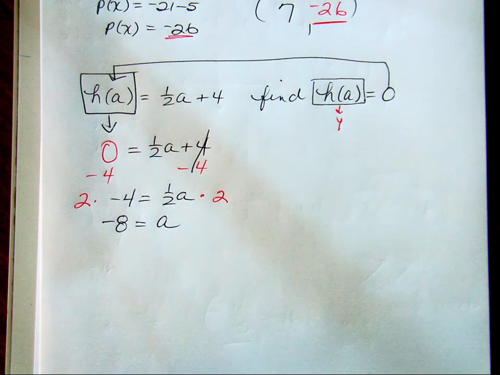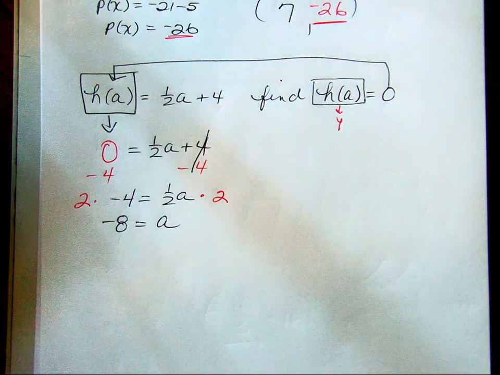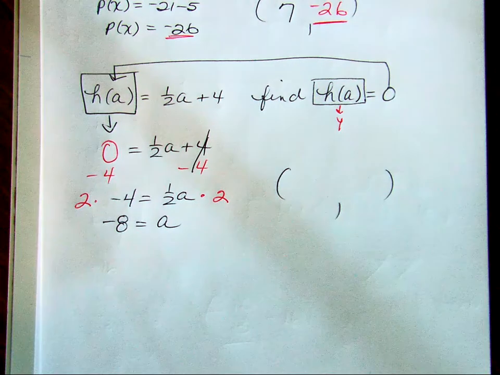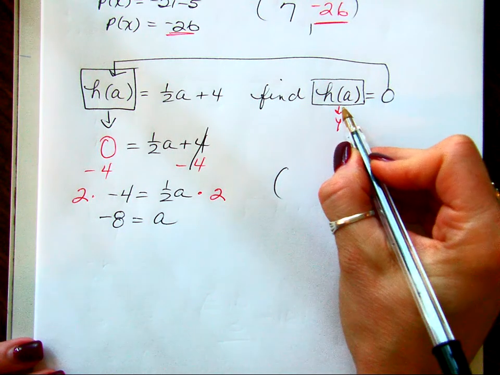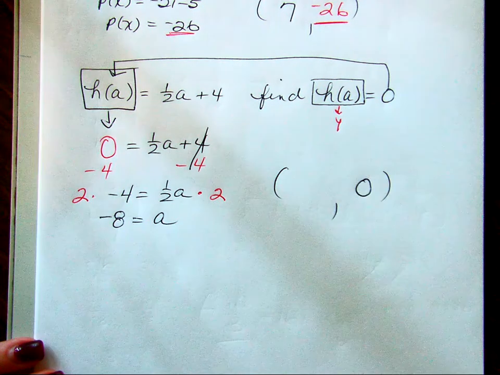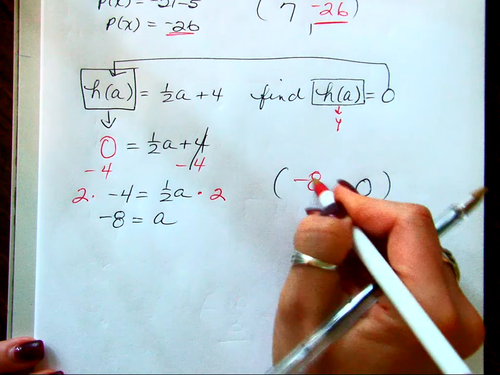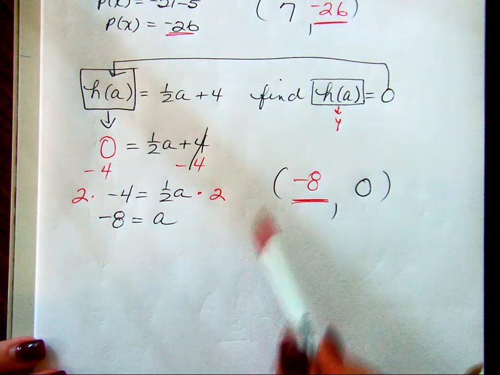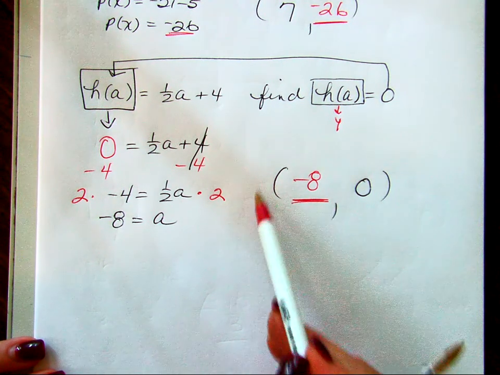Okay, so now let's do this. I got to figure out, is it 0, negative 8, or negative 8, 0? Well, what was given? H of a was 0, and that's in the y spot, so that goes there. And then your negative 8 was given. So help me out a little bit by underlining it so I know which answer to really look for. Okay, are we okay so far?